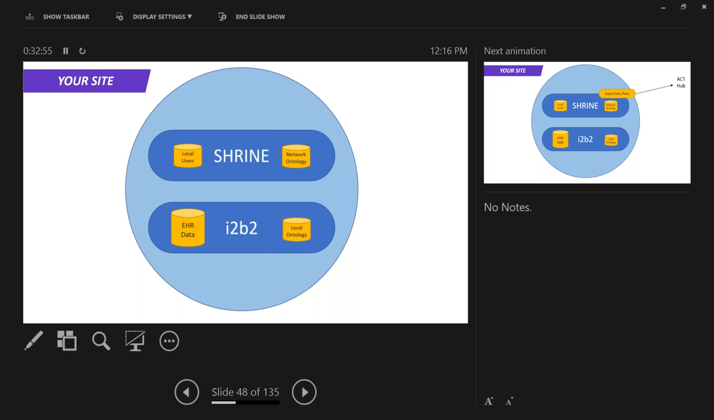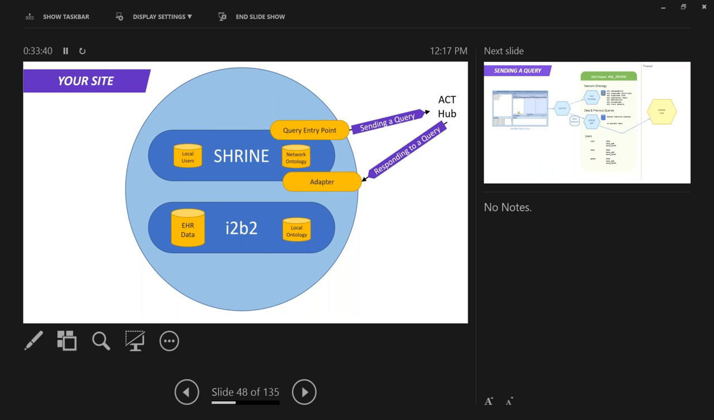At this point in phase one, in the Shrine world, this is where your local users live. So your Shrine project, and I'll try to go into a little detail, essentially has a set of users. Shrine is getting a little technical, but it has the query entry point, which allows your Shrine node to communicate with the ACT Hub, and the adapter that was mentioned before, allowing the ACT Hub to communicate back with your node. So this really boils down to two functions: sending a query, and responding to a query.